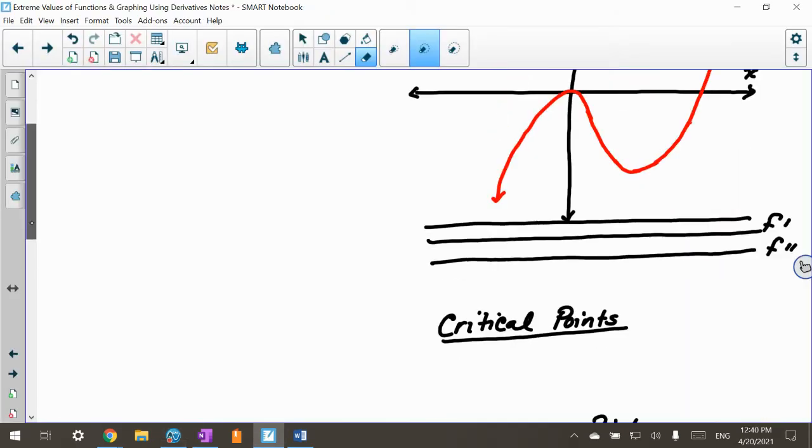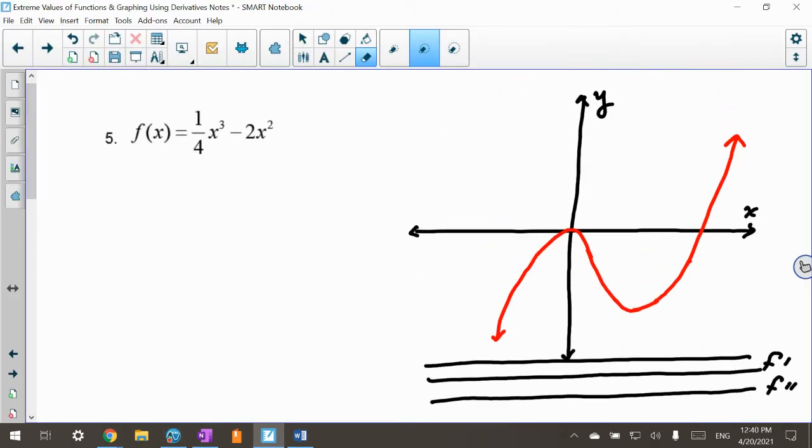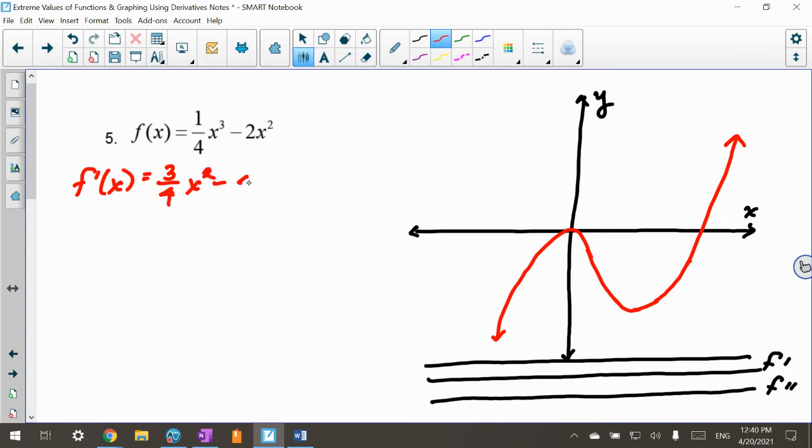So first thing we're going to do, and this is nice because it's all the power rule, is find the first derivative. So f prime of x is going to be 3/4 x squared minus 4x. And I'm going to put it equal to 0 so we can find where the slope is 0, or our turning points. Now what we're going to do is factor. So I'm going to factor out an x because I can. So I have x times (3/4 x minus 4). You could actually factor out more, but I just did that to begin with.